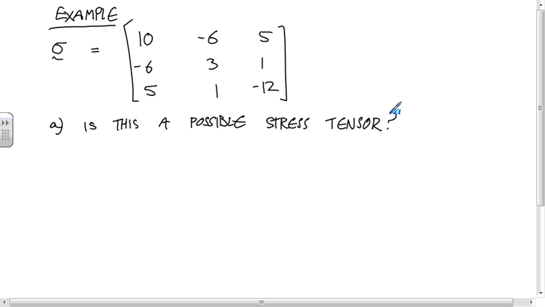Okay, so what are the things that you have to think about to know whether it's possible for it to be a stress tensor? There's really only one thing that it needs. It needs to be symmetric. And this one is because those 5s match, the -6s match, and the 1s match. So this can be a stress tensor.